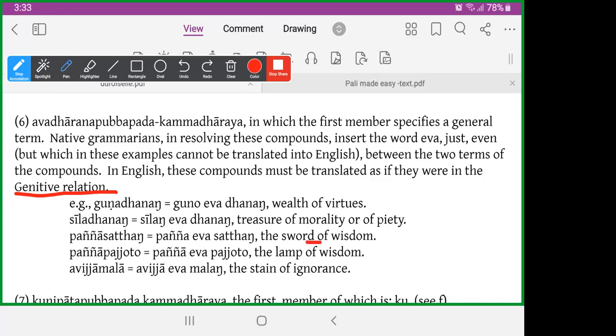So what do we use our wisdom for? We use our wisdom to cut off the delusion. We use the wisdom to clear the path of meditating, so we can clear the rubbish and meditate better. That's why the wisdom is like a sword here. The next one is easy. Panya pajoto. Pajoto is a lamp. So the lamp of wisdom, or the light of wisdom.